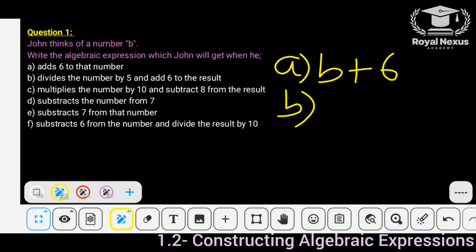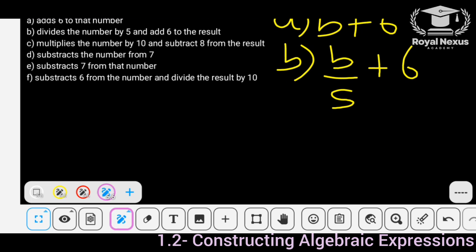Moving on to the second part, it says divides the number by 5 and adds 6 to the result. So the number is b, he divides the number by 5, that is b upon 5, and adds 6 to the result. So whatever the result of b upon 5 will be, he just adds 6 to the result, so it's just plus 6. So it will be b upon 5 plus 6.